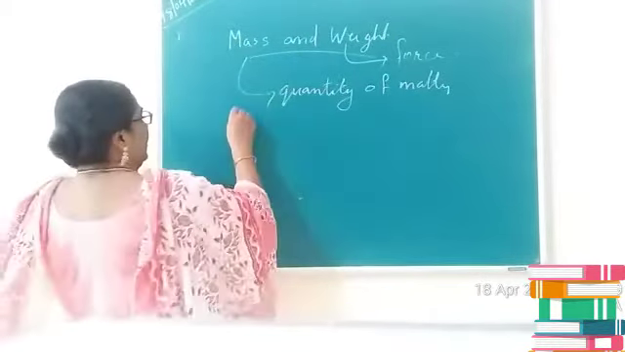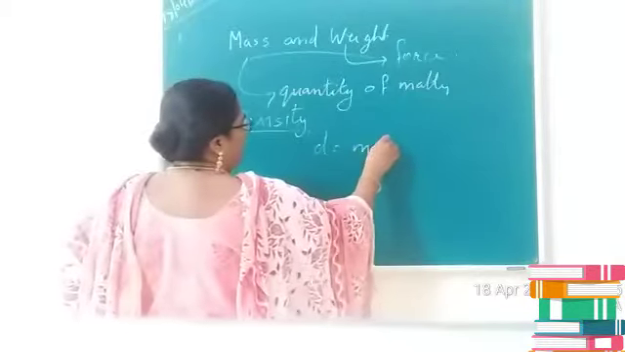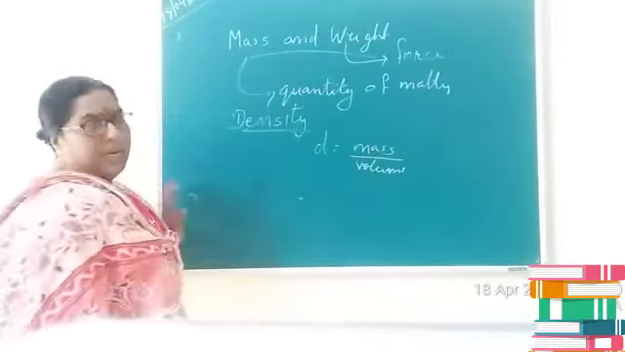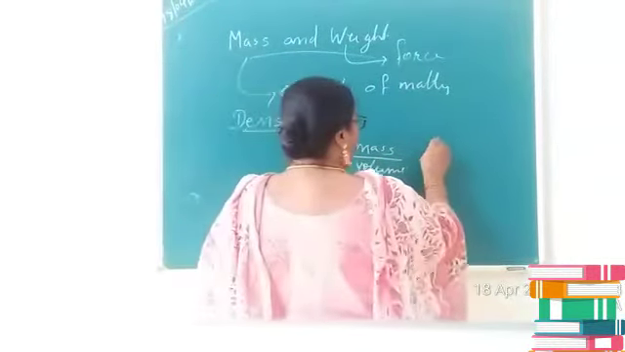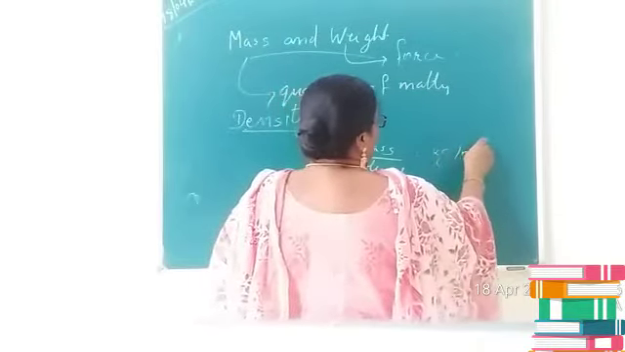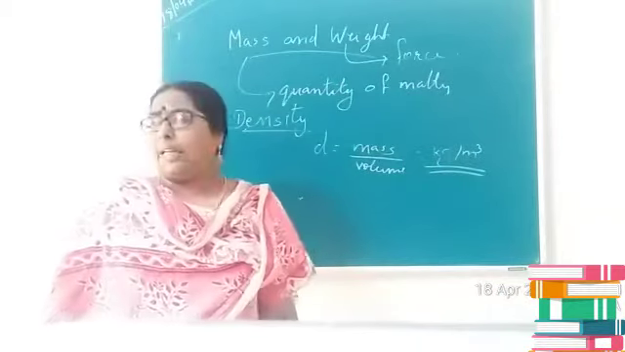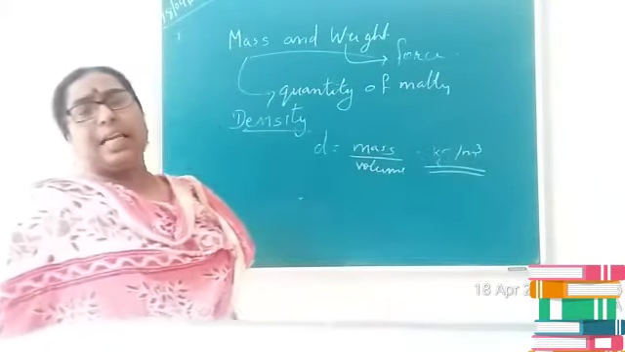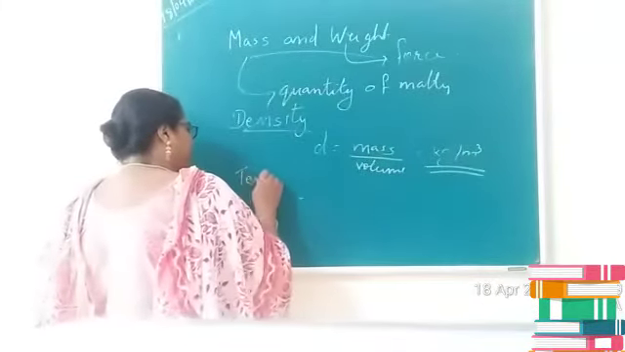Next term, consider density. Density is the ratio between mass and volume, or density equals mass upon volume. The unit of density is kilogram per meter cube. Is it clear? The ratio of mass to volume is termed density, and its unit is kilogram per meter cube. The last term, let us consider temperature.